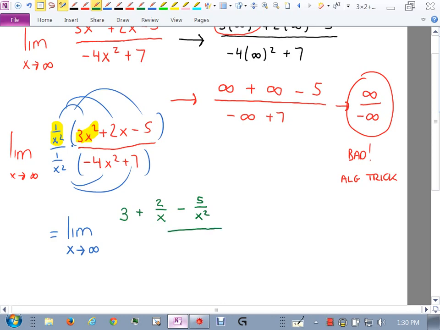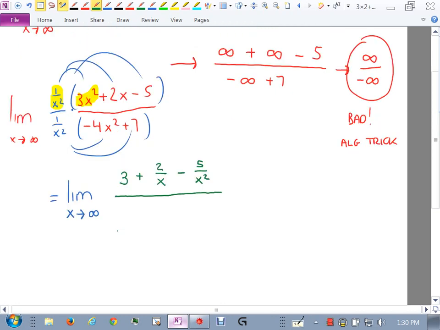Okay, all of this divided by, now the same thing on the bottom. What's 1 over x squared times negative 4x squared? Negative 4. And then what's positive 7 times 1 over x squared? 7 over x squared. Now why would I do that? Just for fun? Let x go to infinity now. Okay? Let x go to infinity.